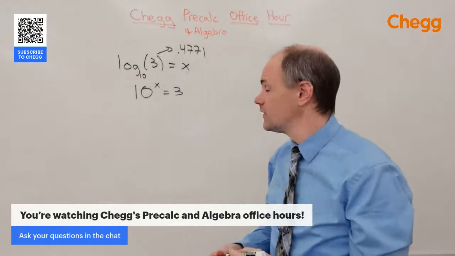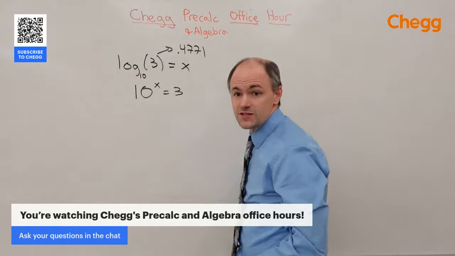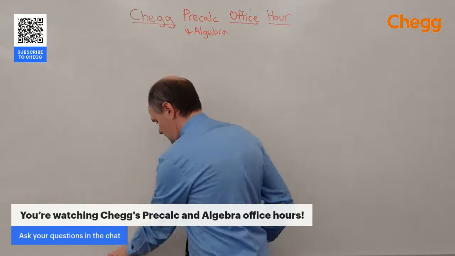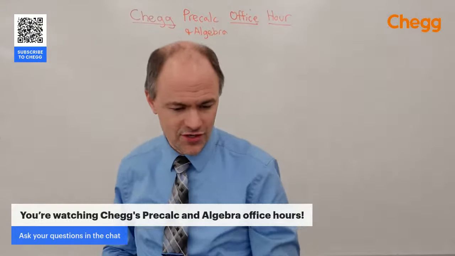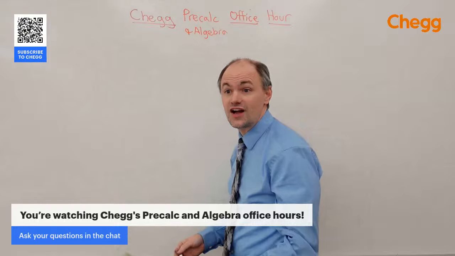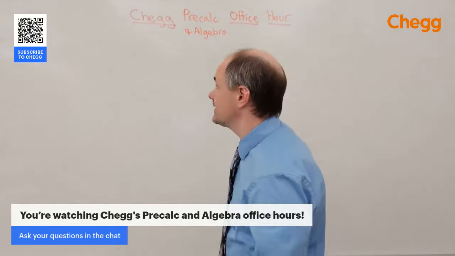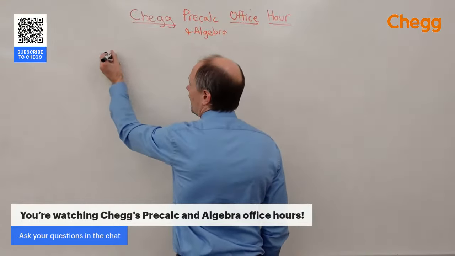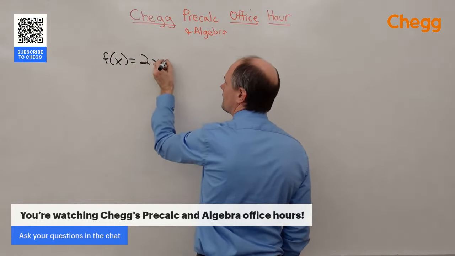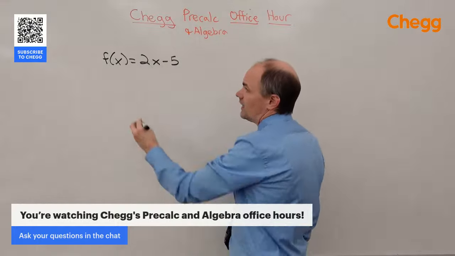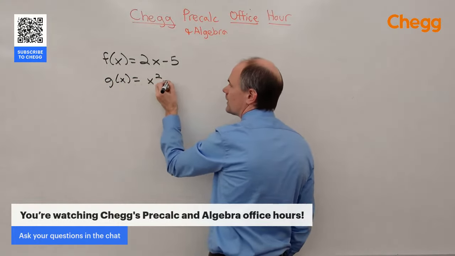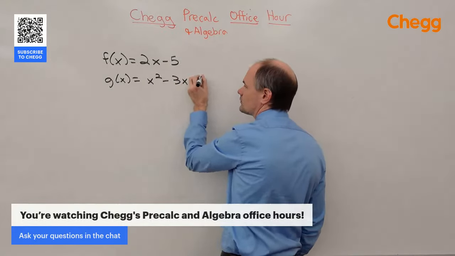Excellent. All right, let's do an exponential equation. I'm sorry, we already did an exponential equation. I'm out of order here. Let's solve a composition of functions. Let's say f of x is equal to 2x minus 5, and g of x is equal to x squared minus 3x plus 1.